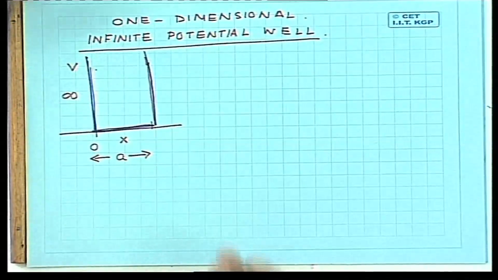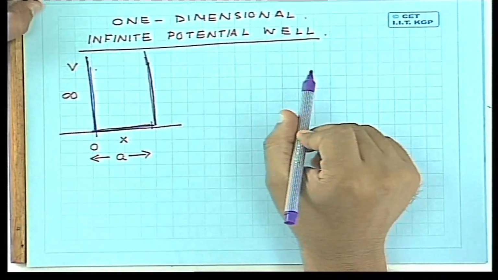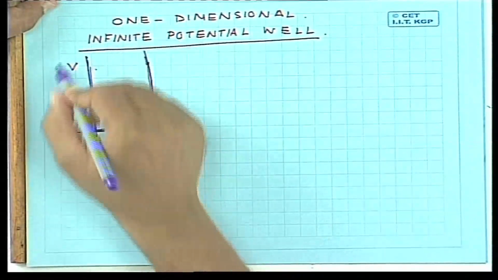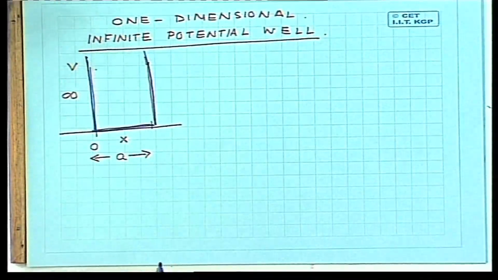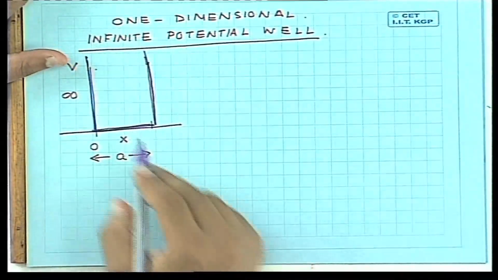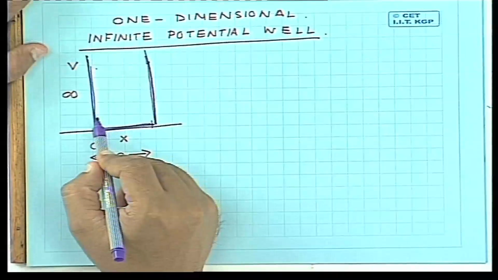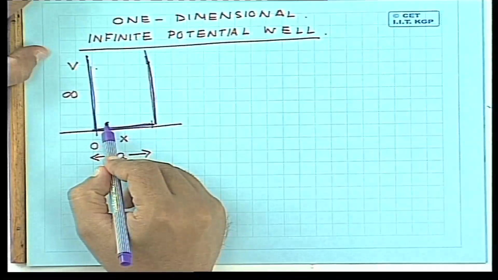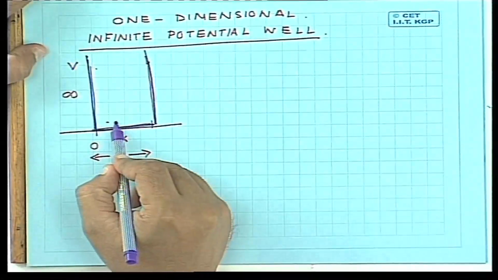So this is what is called an infinite potential well. It is like a well because this is the bottom of the well and these are the two sides of a well. So classically the motion of a particle inside this is very simple. If I had a ball, for example, moving inside, suppose the ball were initially moving in this direction, it would proceed like this.